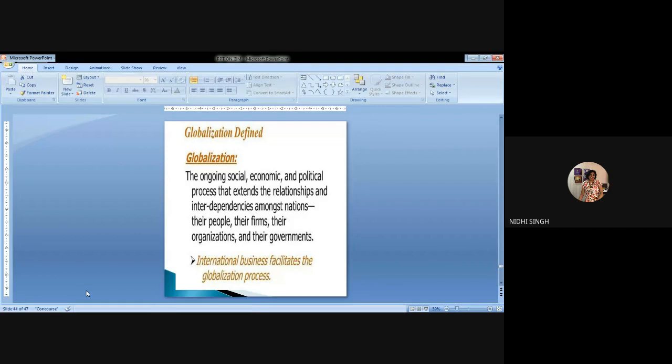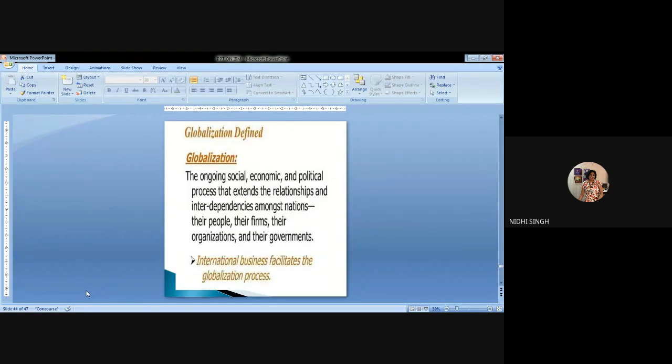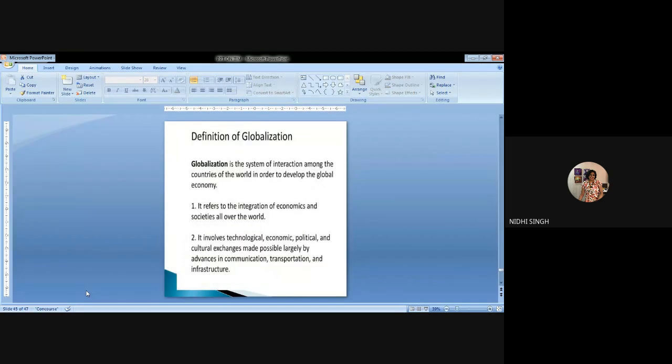And then we come to globalization, the ongoing economic, social, and political process that extends the relationships and interdependencies among nations, their people, their firms, their organizations, and their governments. So, international business always supports or facilitates globalization. Okay.